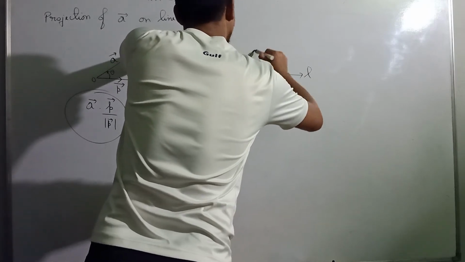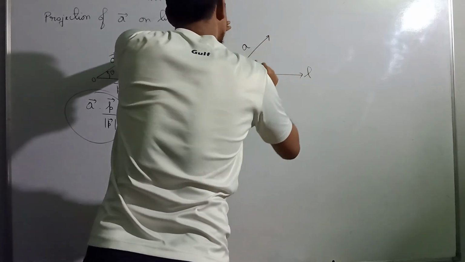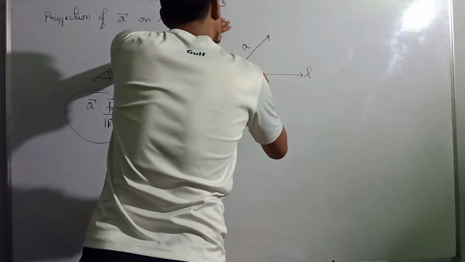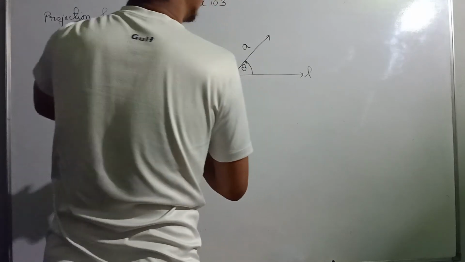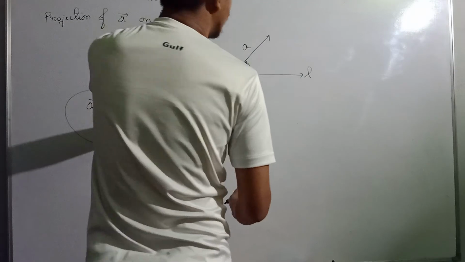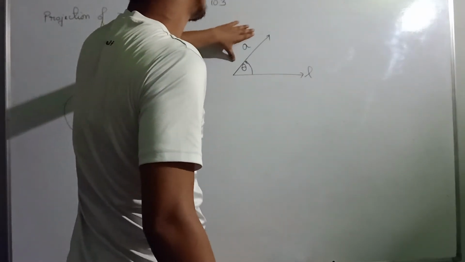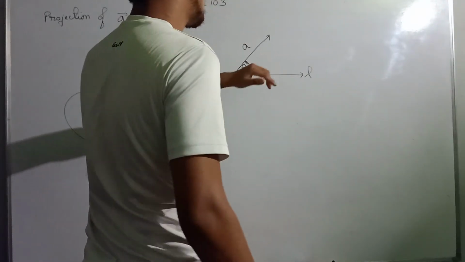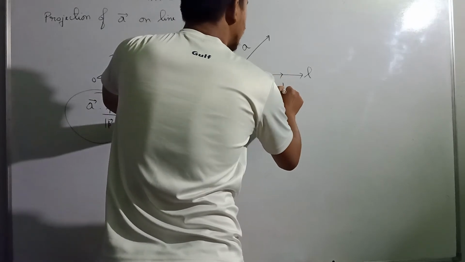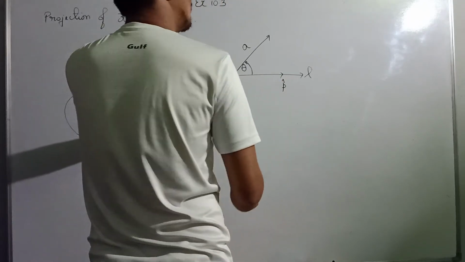This is your directed line L. Suppose this is a vector A. This vector A makes some angle theta with this L when measured in anti-clockwise direction. You want to find out the projection of this vector on this line. This line L is a directed line, so let its direction be represented by unit vector p cap.